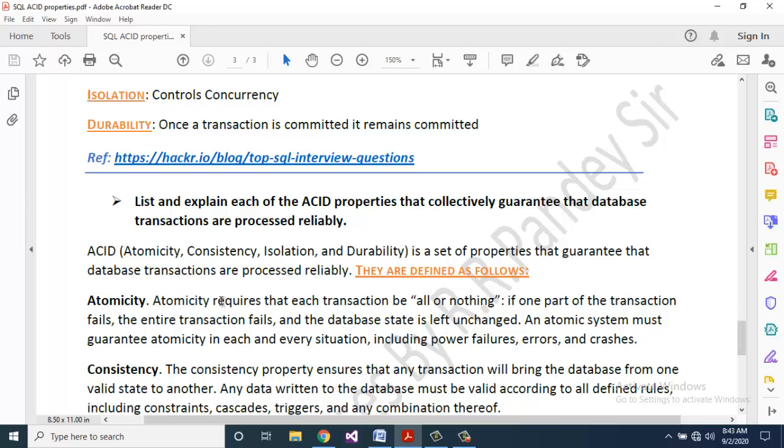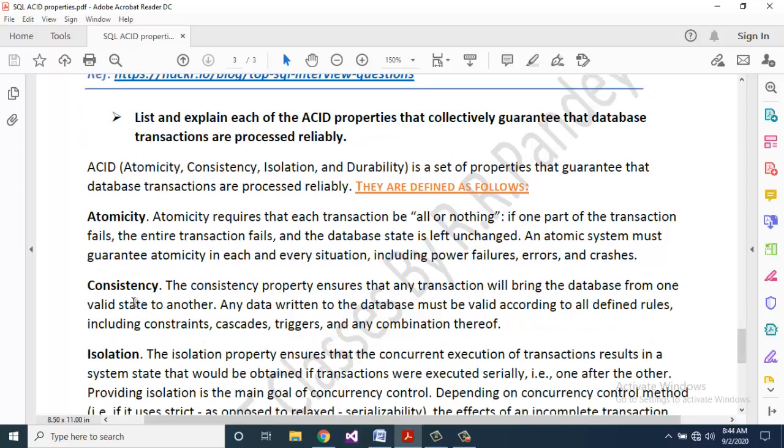Atomicity requires that each transaction be all or nothing. If one part of the transaction fails, the entire transaction fails and the database state is left unchanged. An atomic system must guarantee atomicity in each and every situation, including power failures, errors, and crashes.